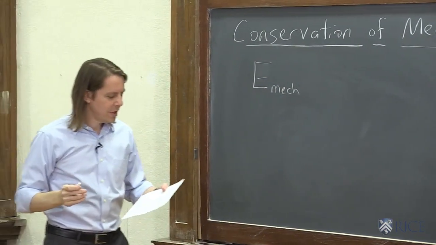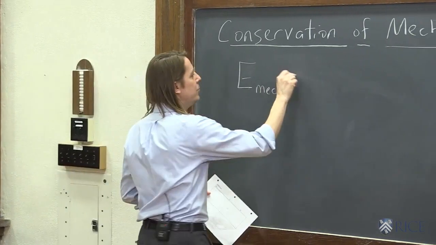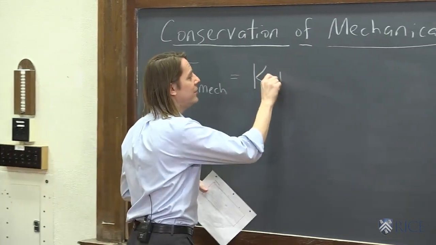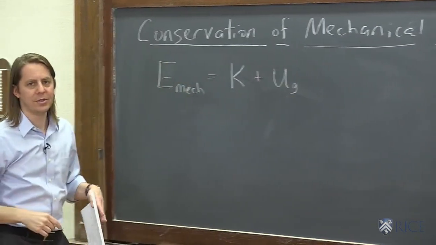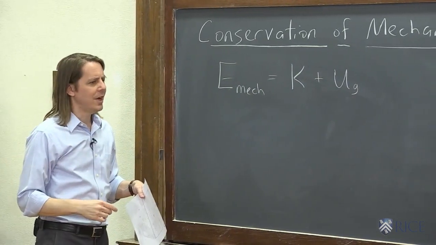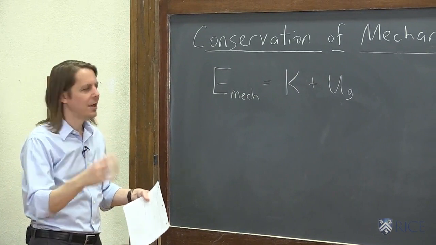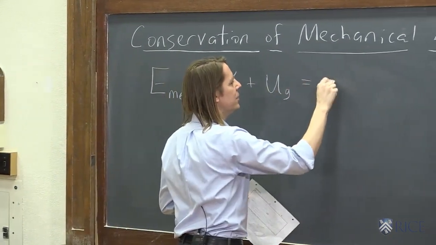So the mechanical energy just means the energies that we've talked about so far in this class. It's equal to the sum of the kinetic energy that we've talked about plus the potential energy. And for now I'll put a G on there, meaning just the gravitational potential energy. So the idea is if you take an object or a system and you calculate kinetic plus potential, that will be constant.